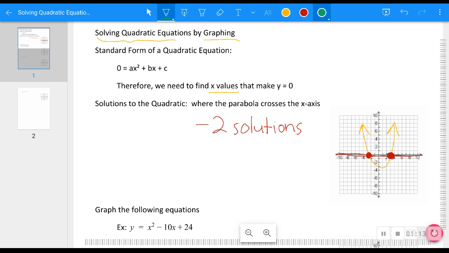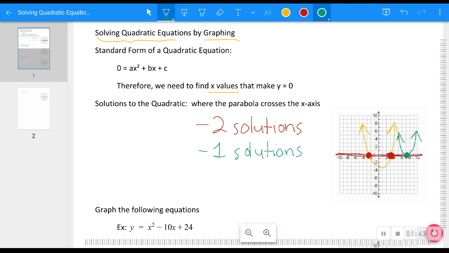Or another scenario is the vertex might be right on the x-axis, like this green one here. If it's right on it and it increases in both directions, that means that's the only point that the graph is going to touch the x-axis. So in that case, we can have one solution if the vertex is on the x-axis.